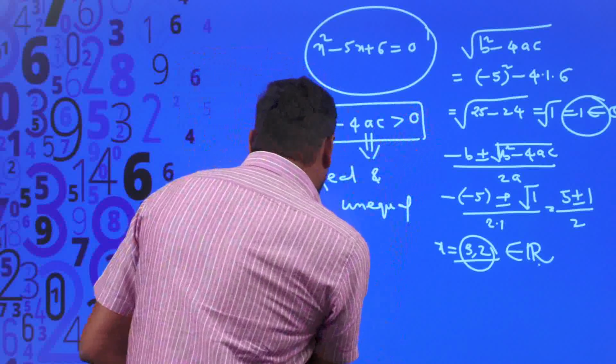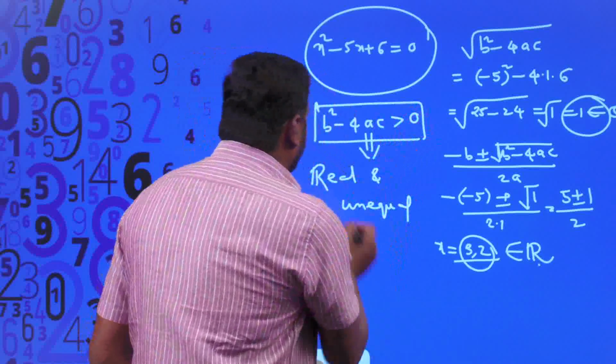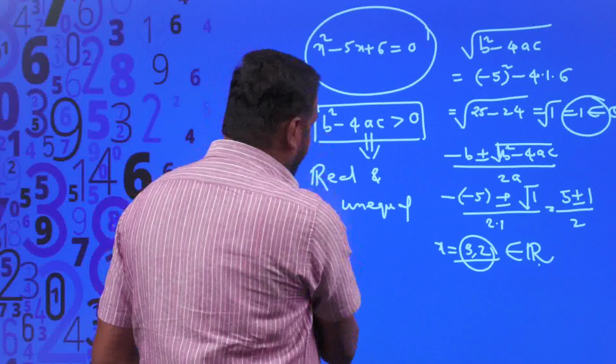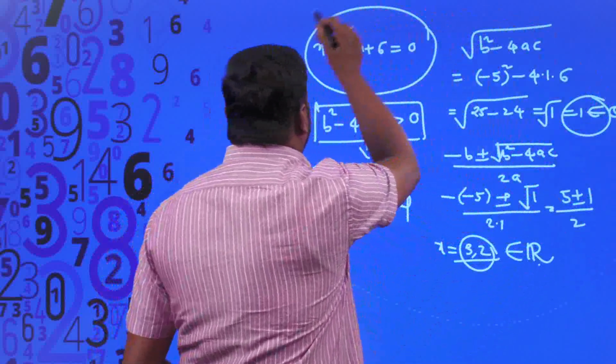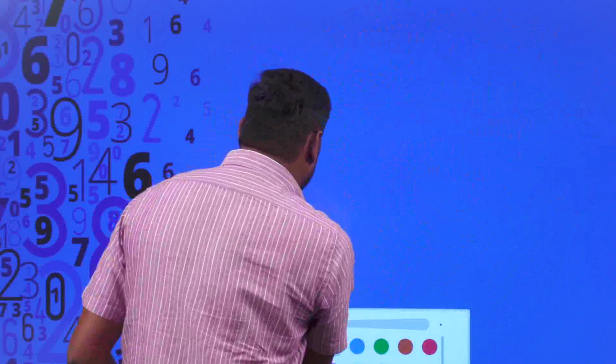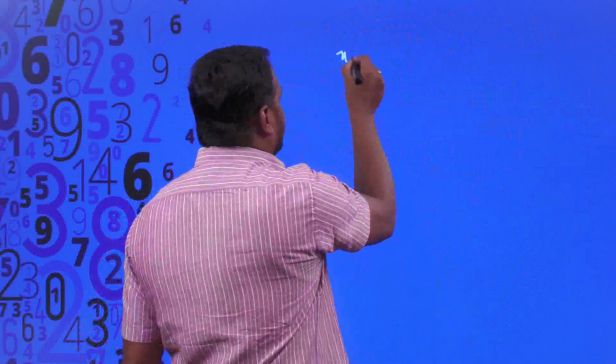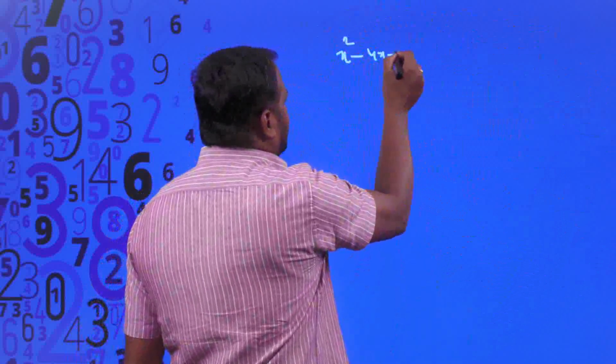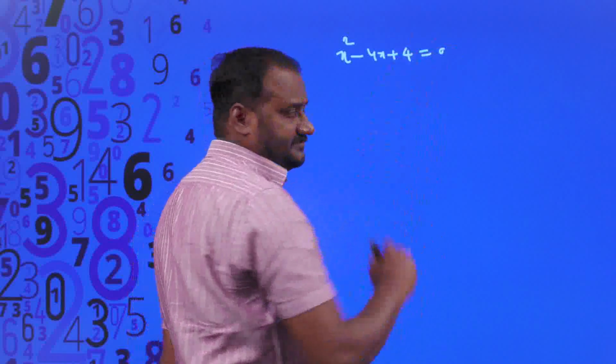For example, I am taking one more quadratic equation. So that one more quadratic equation is x square minus 4x plus 4 equals 0, right?